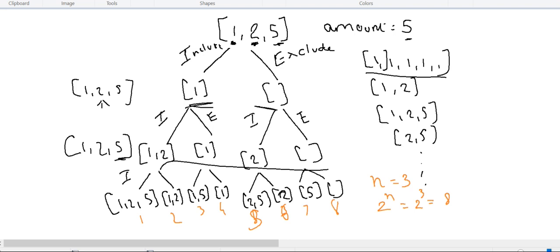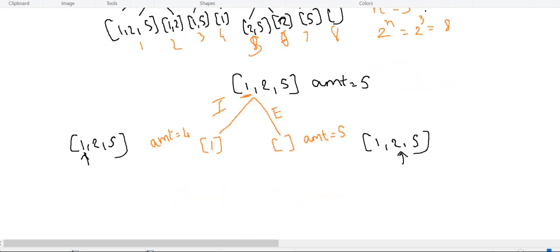So unlike subset, since I can reuse that number again and again, I'm including 1, and I can again include 1. So I'm not going to change my pointer. And then again, I'm going to do the same thing, include and exclude. So this time I'm going to do include and exclude.